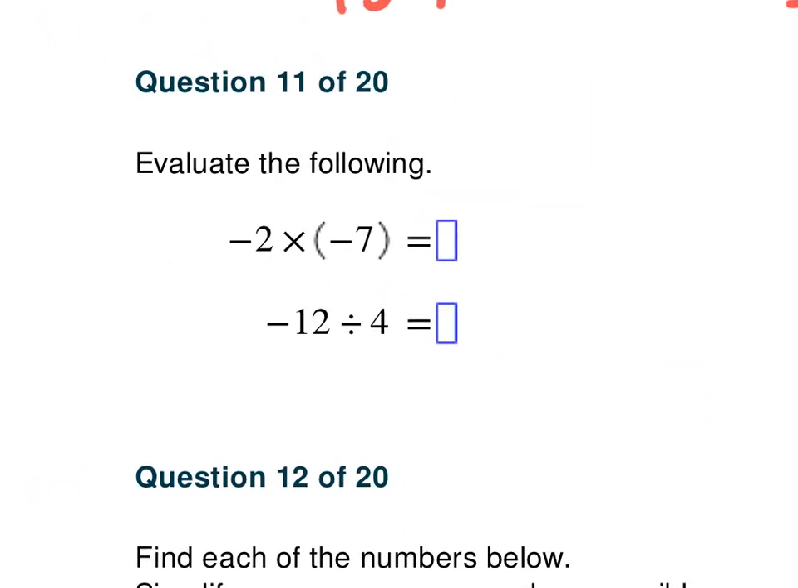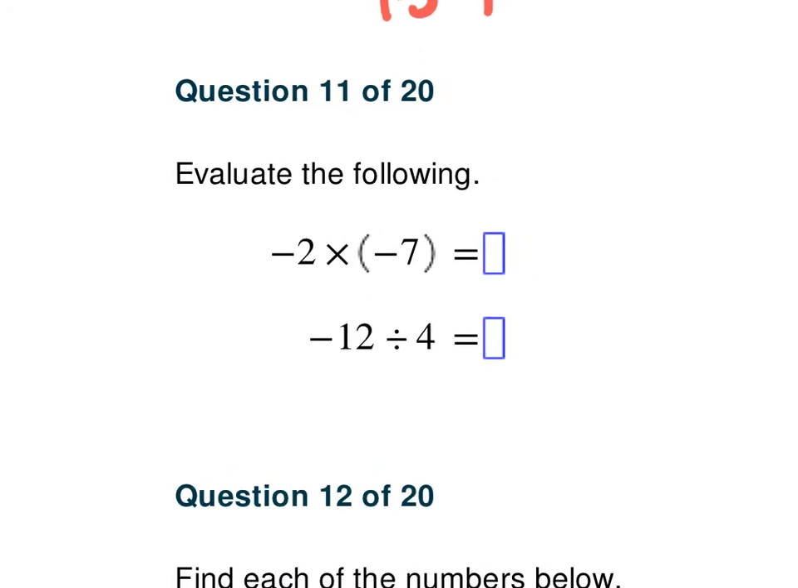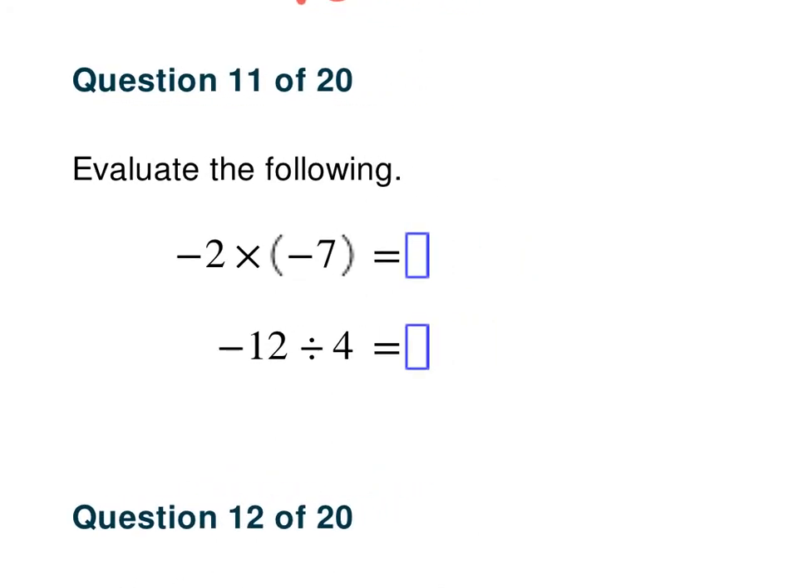Question 11 is asking us to evaluate the following. So we're just doing the multiplication and division. When I have a negative times a negative, I know my answer is going to be positive. So question 11, again, we're multiplying and dividing integers. A little trick I had, remember, was make your little smiley face. In this case, I have a negative times a negative, so I'm going to circle those two, and I know my answer is going to be positive there. So negative 2 times negative 7, answer is going to be positive. Then I just say 2 times 7, that's 14.